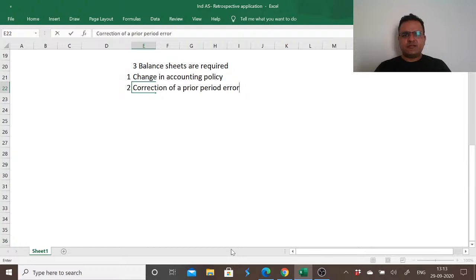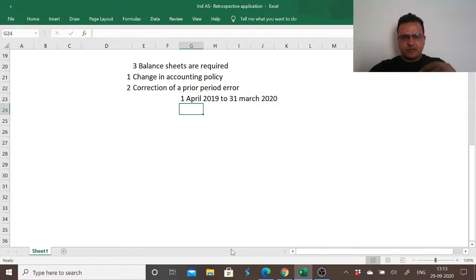Prior period means the current period is beginning from 1st April 2019 to 31st March 2020. This is the current period. Comparative period is beginning from 1st April 18 to 31st March 2019.